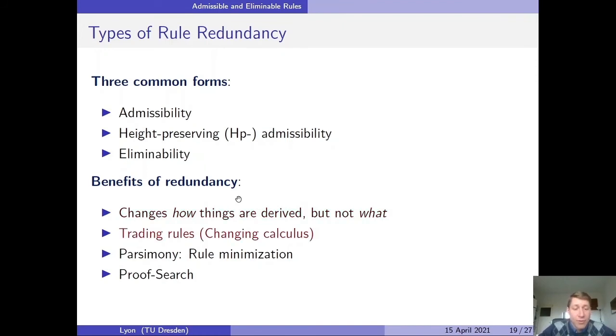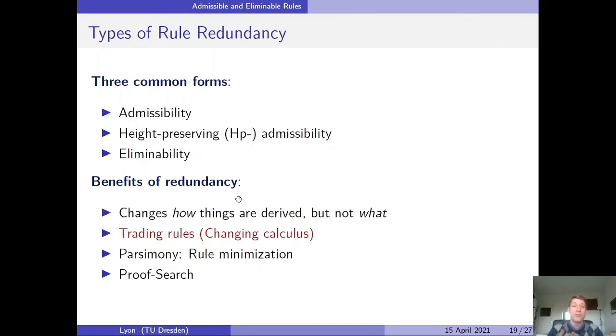So that covers the first one. The second benefit, which I'm going to mention today, is with respect to trading rules. So this is something that I discussed in my PhD thesis. It turns out to be the case that sometimes you can have a calculus, and if you add a redundant rule to it, say an admissible rule, then another rule in the calculus becomes admissible once that rule is added. So if you want to, you can now take that rule away from your system. So what this does is it allows you to trade rules. Again, this allows you to change how things are derived, but not what is derived.